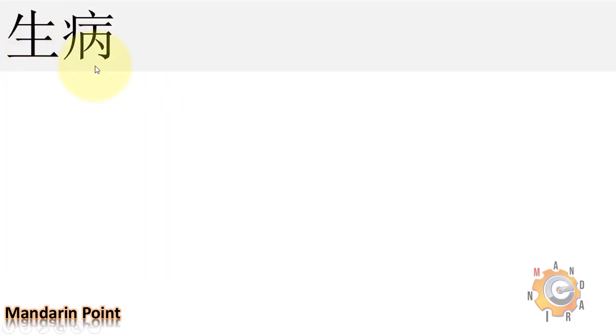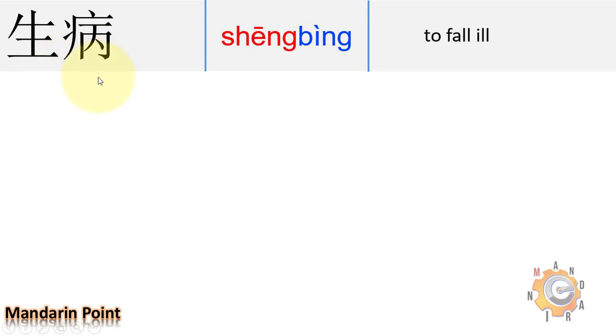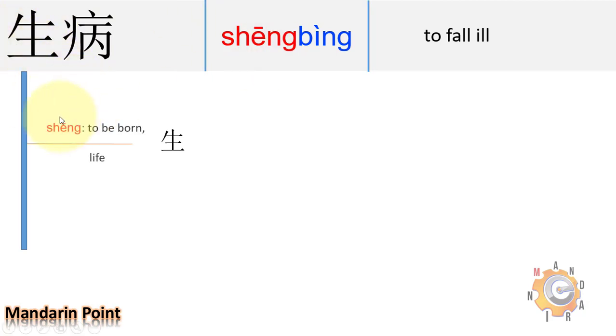生病, to fall ill. Let's decompose it. On left side, it is sheng, which means to be born, alive. On right side, it is bing, which means illness. So to be born with illness, or in any case, if illness entered in anyone's life, then he is going to fall ill. Let's make this character very simple.